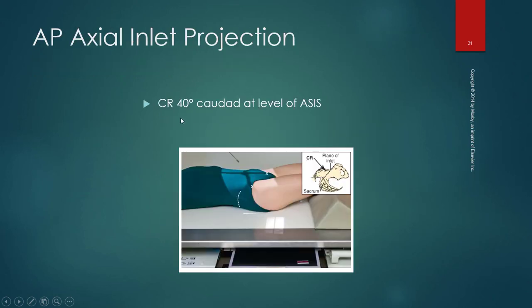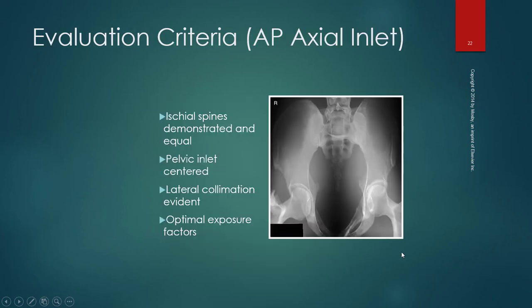For the inlet view, you're going to use a central ray of 40 degrees. You're going to actually come through the ASIS for this one. Still using your 14 by 17, 40-inch SID, grid. All of those factors are still the same. The only difference is that extreme angle causes that elongation. And look at how much we've elongated that pelvis.